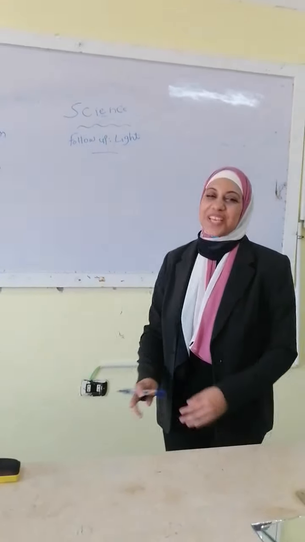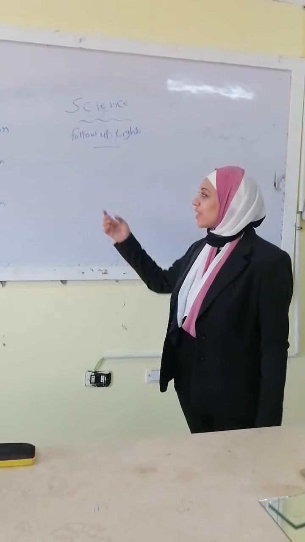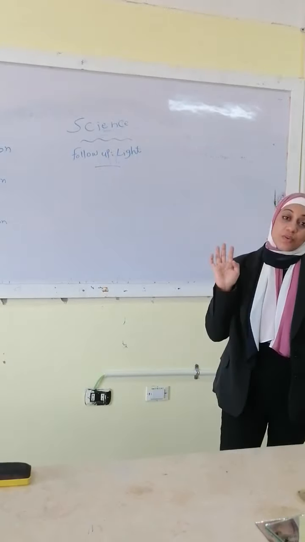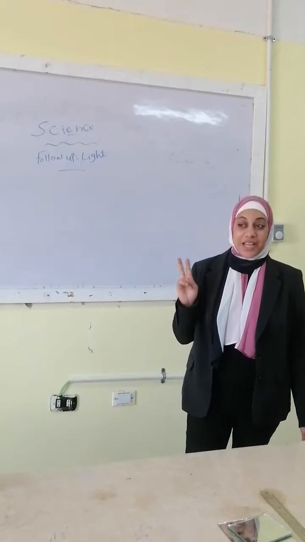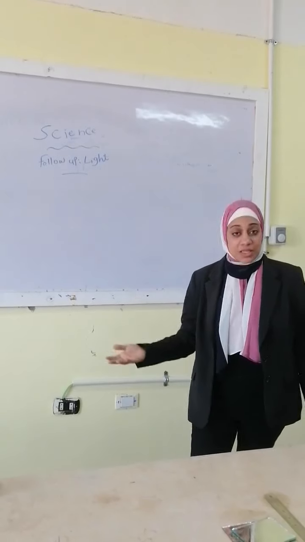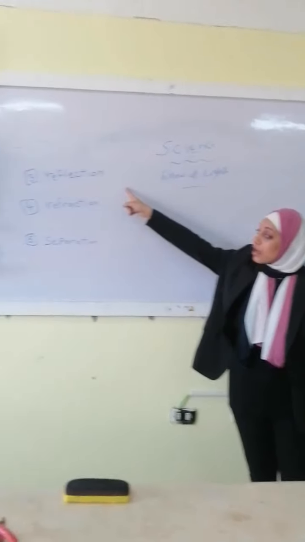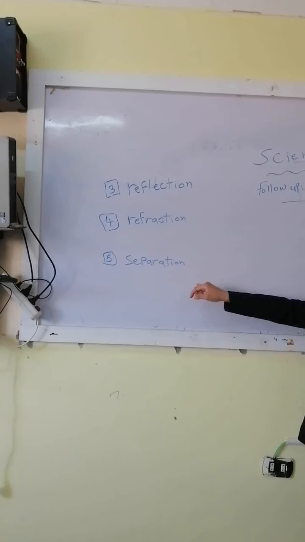Today we are going to complete our journey with light. In the previous session, we have taken the light properties. We have 5 properties of light. Number 1, light travels in a straight line. And number 2, transmission of light through different materials. Today we are going to speak about reflection, refraction, and light separation.